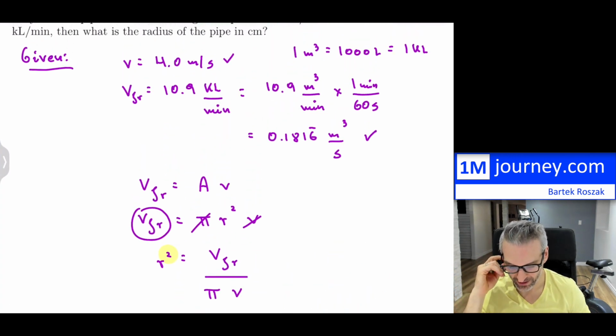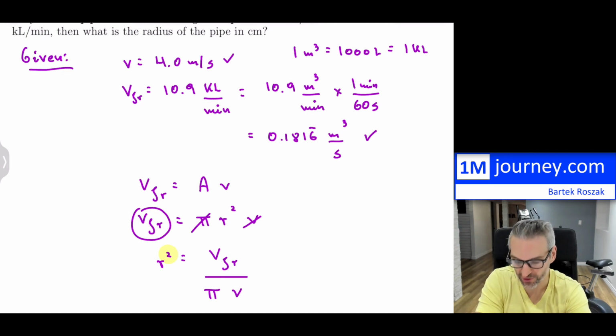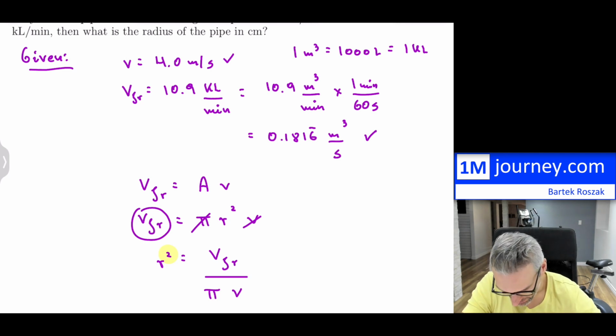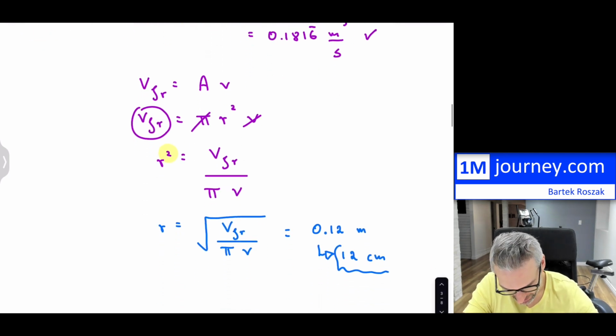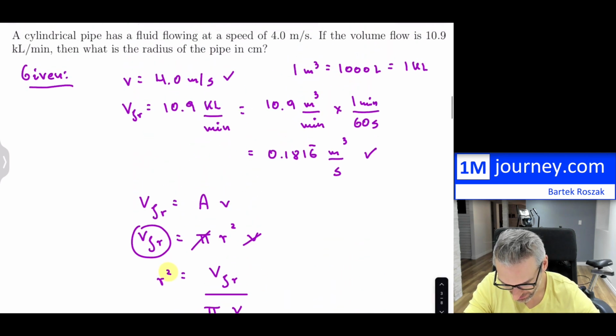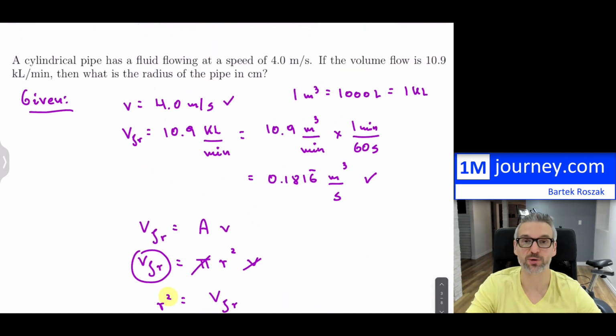And as you can see there, it's quite a lot of fluid which is flowing. I mean, 10.9 kiloliters per minute, or 0.18 meters cubed per second. So that's quite a lot that we would have in here. Okay, so there you have it. So that would have been the radius for this example.